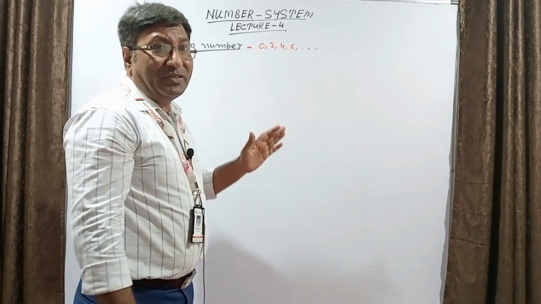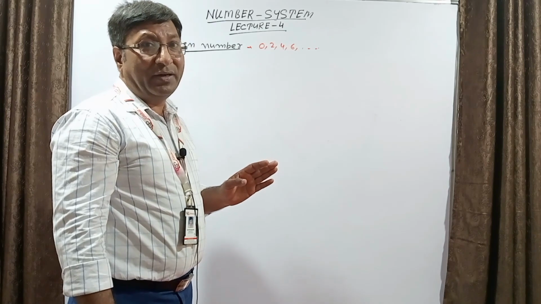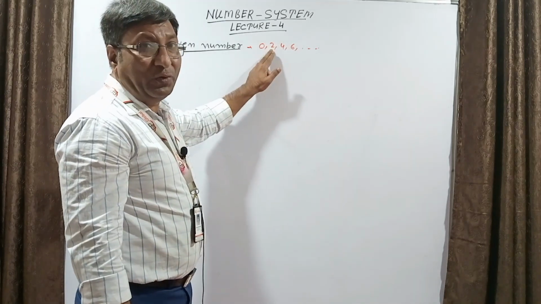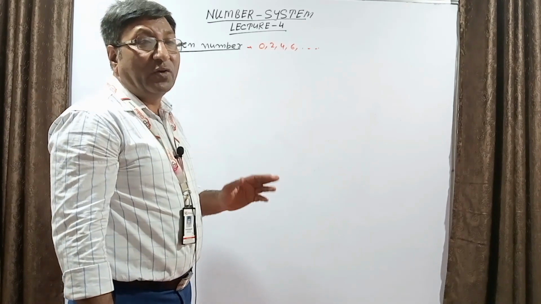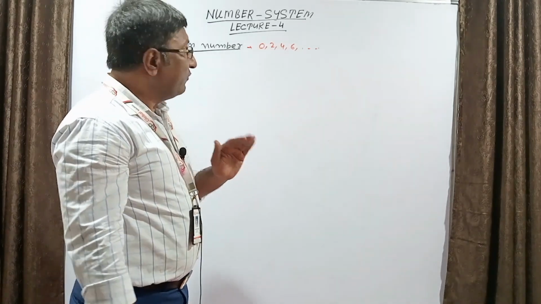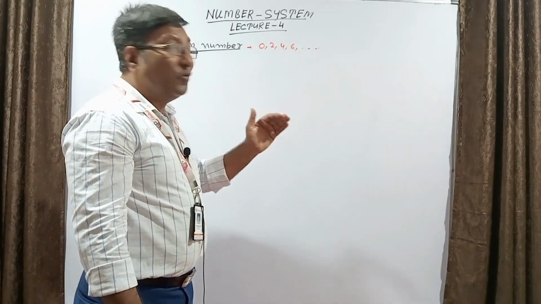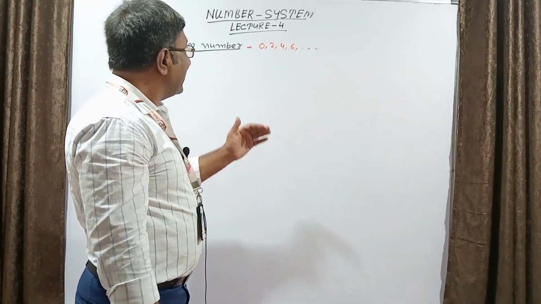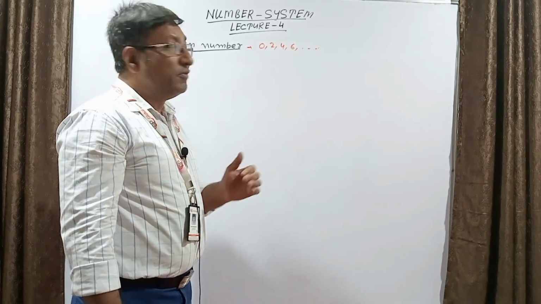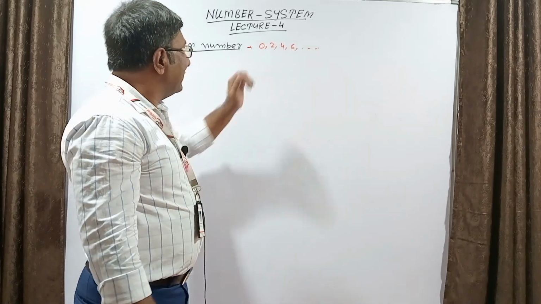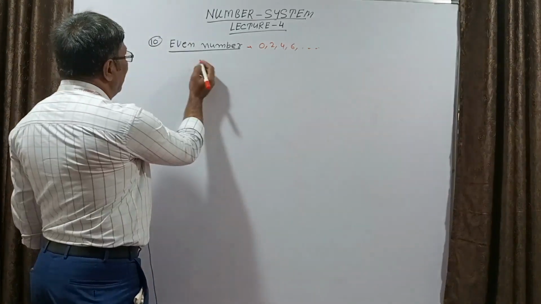But when we come to the natural even number, the first natural even number is only 2, not 0, because 0 is not a natural number. So if the question is even number only, you can write 0, 2, 4, 6. But if the question is even natural number, then we will write only 2, 4, 6 up to this. Okay. Now see, there is some important question from this.